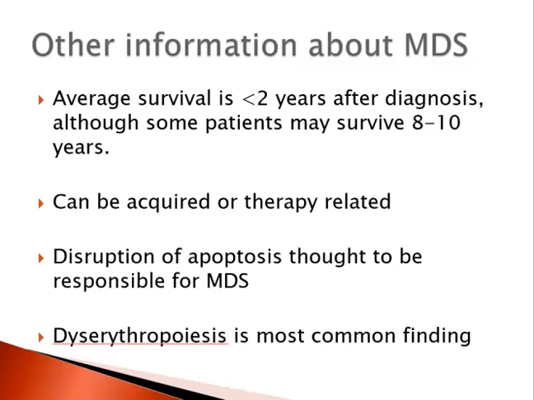Now let's just go over a little bit more information about MDS in general. The average survival is less than 2 years after diagnosis, although some patients may survive up to 8 to 10 years with this disease. It can be acquired, or therapy related. The disruption of apoptosis, or the process of cell death, is thought to be responsible for MDS, and ineffective erythropoiesis is a common finding for these patients.